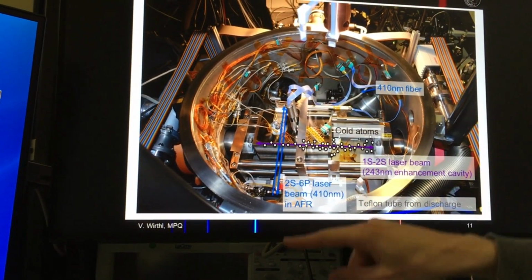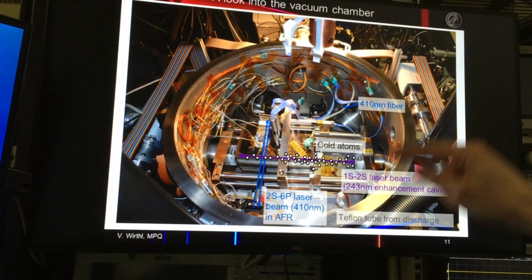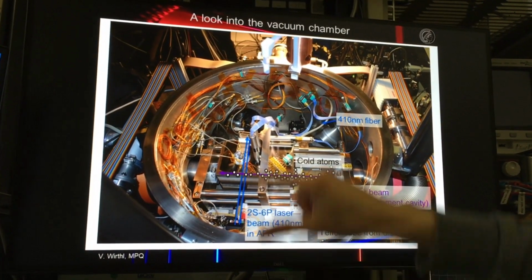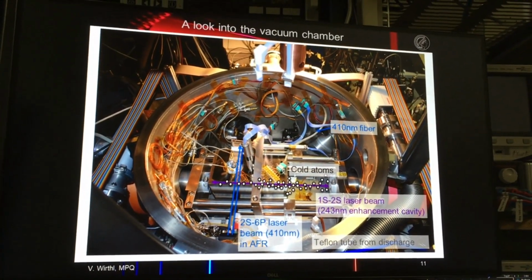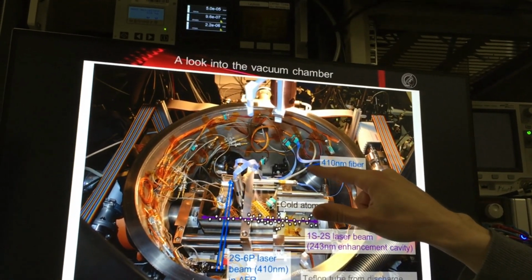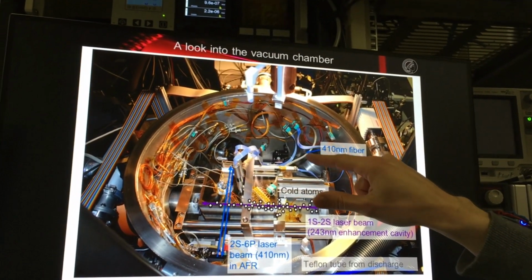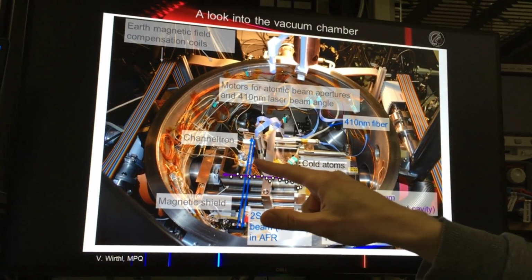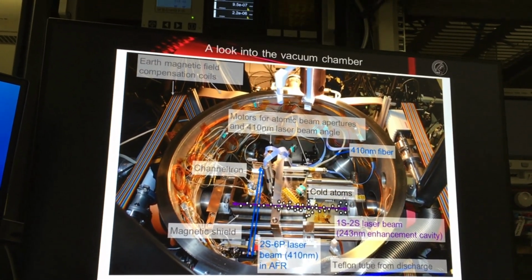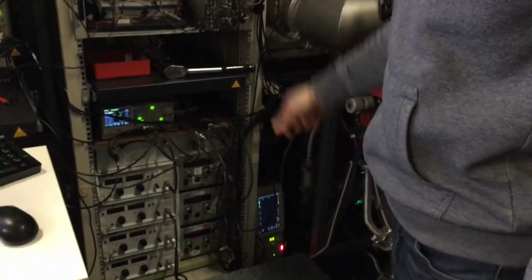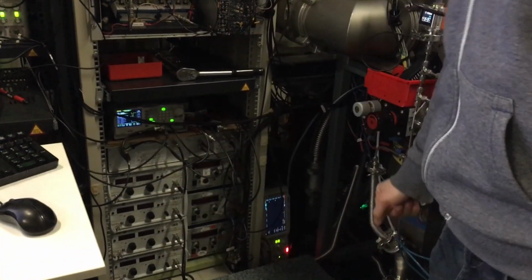And then orthogonal to this 1s2s laser beam and the atomic beam, we have the 2s6p laser beam, 410 nanometers, in this rotatable active fiber-based retroreflector setup, where this 410 nanometer light comes from this fiber on the right corner of the vacuum chamber. And you also see here the channeltron on top with some high voltage cable attached here. Here we have the detection electronics for the channeltrons and the high voltage supplies.